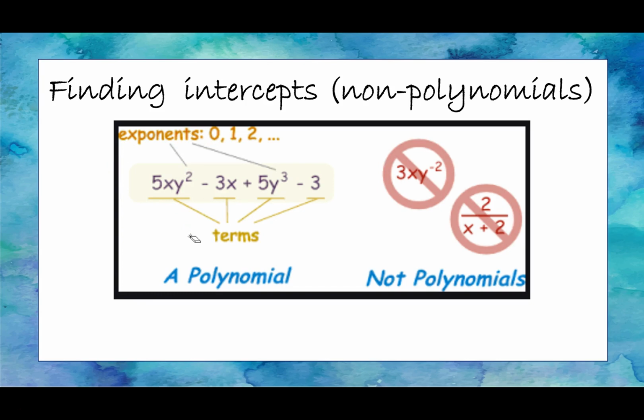Here are some examples of non-polynomials. So you can see here that there's a negative exponent, and you can also see here that we have division. So those are two cases of things that are not polynomials. And that's what we'll be dealing with in today's video.